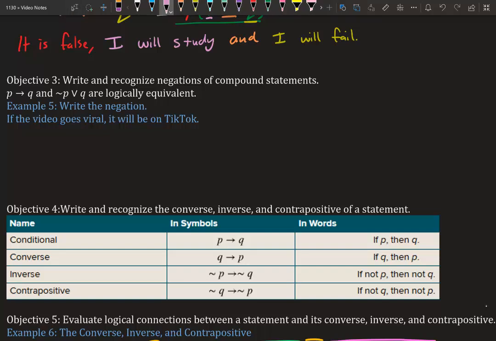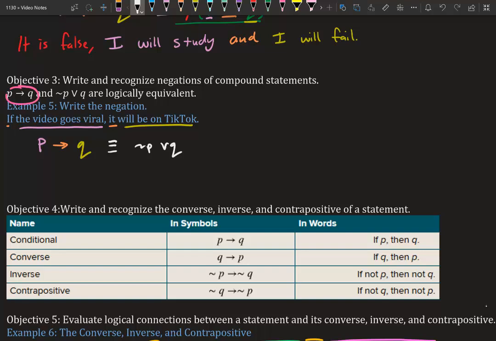We have if the video goes viral, so P. We have if it, that is the same thing as saying if then. It will be on TikTok, so Q. So right now we're working with this one right here. So we know that's going to be logically equivalent to negation P or Q. So let's rewrite it as negation P or Q.